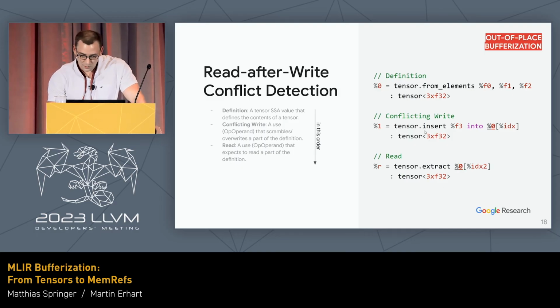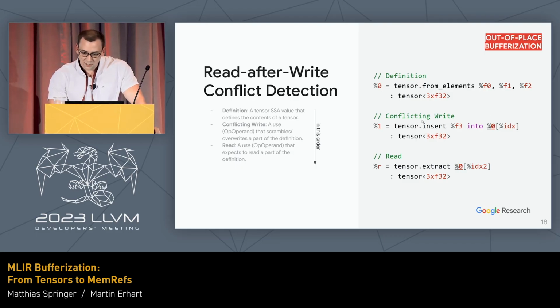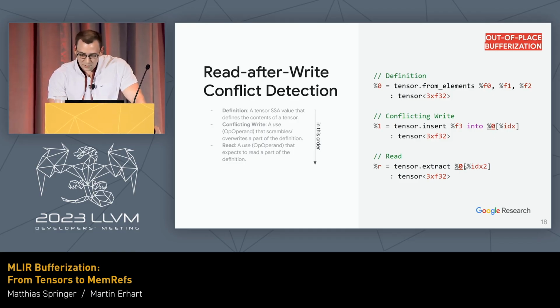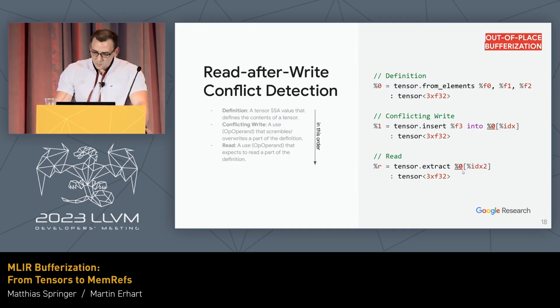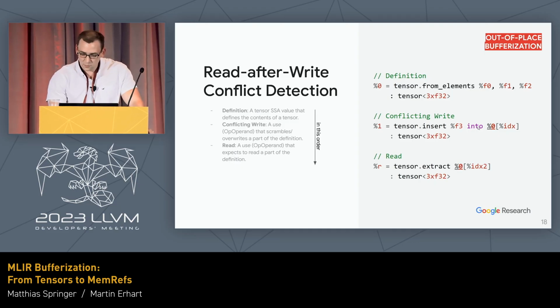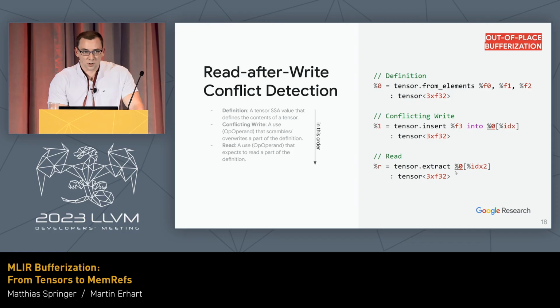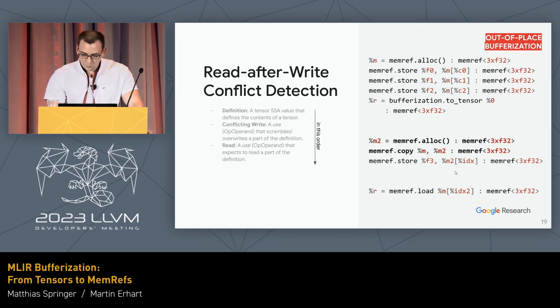We have a tensor.from_elements here. This is the definition. This defines the result of some computation. Now here we have a conflicting write, well, this is not a write, it's just an update, but a tensor op. Here we store something into %0, and down here we extract from %0. Because of that, this write here cannot be in place. If we would directly write into the future buffer of %0 here, we couldn't do this extract down here anymore. That's why the bufferization framework will insert a copy here for the insert.